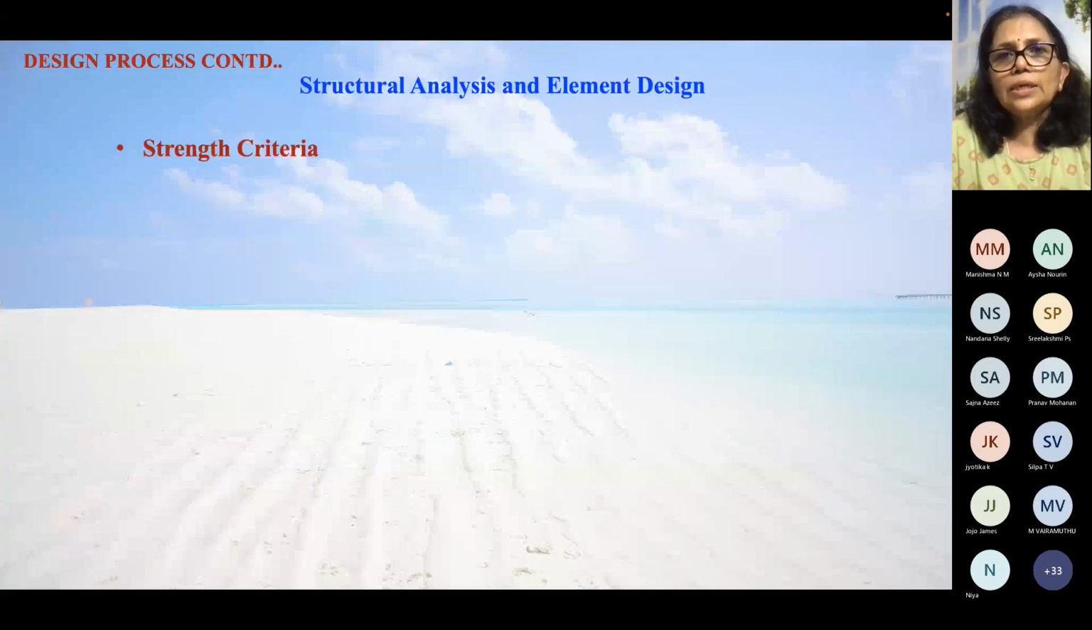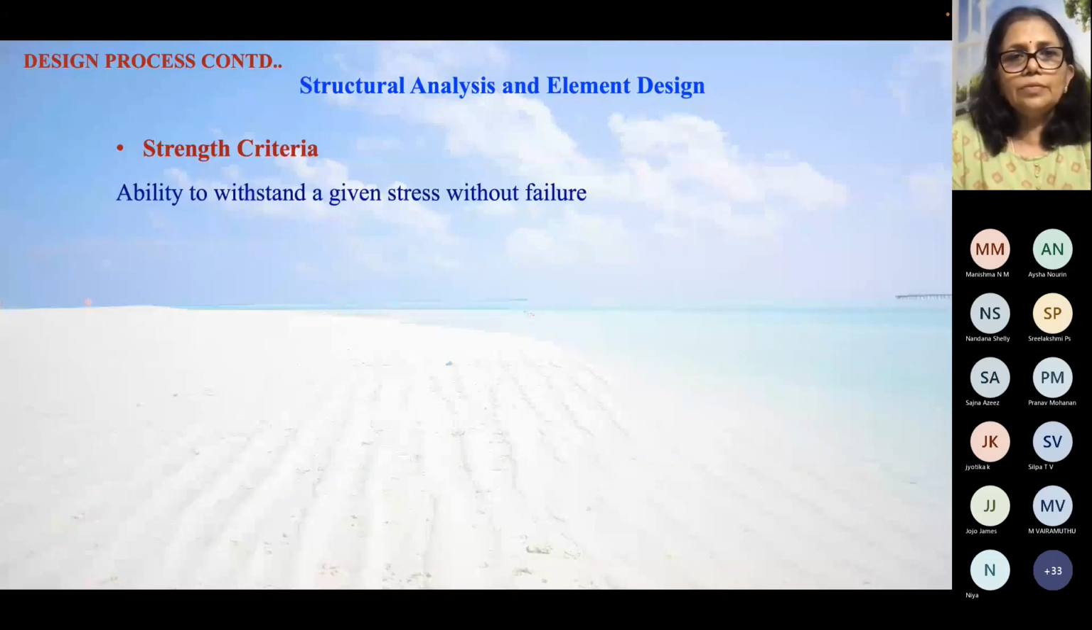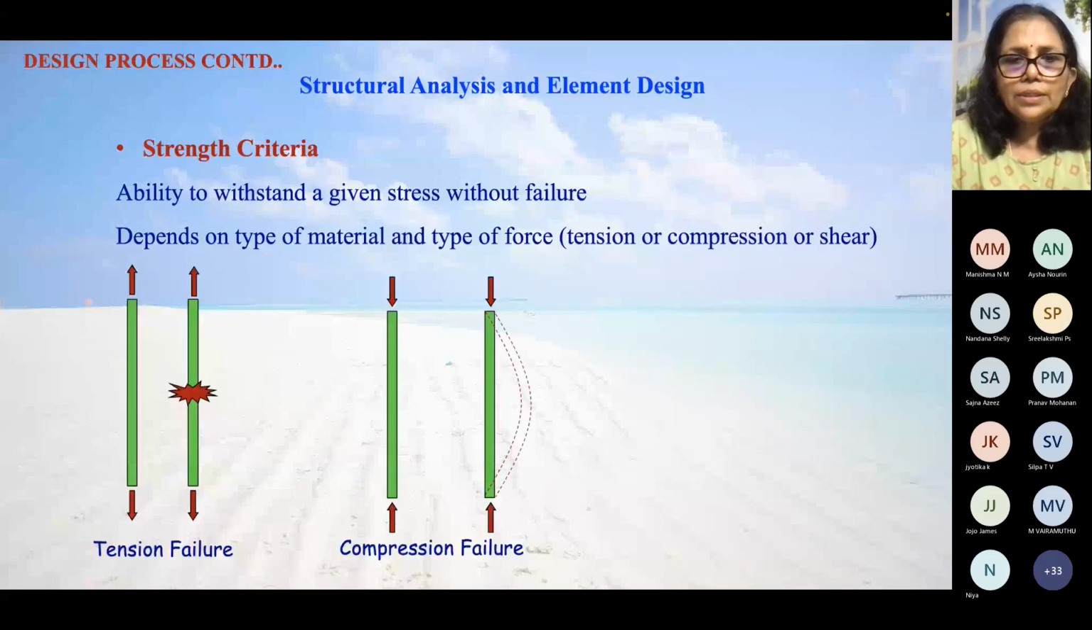So in the structural analysis and element design, you have to see the strength criteria. So what is the strength criteria? Ability to withstand the given stress without failure. Okay, it depends on the type of material and the type of force. The failure can be a tension failure, a compression failure, or a shear failure. Okay, so these are the types of failure which can happen.